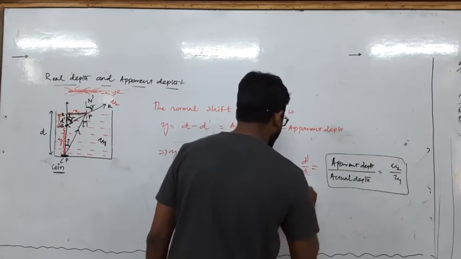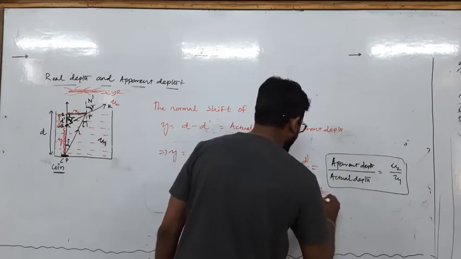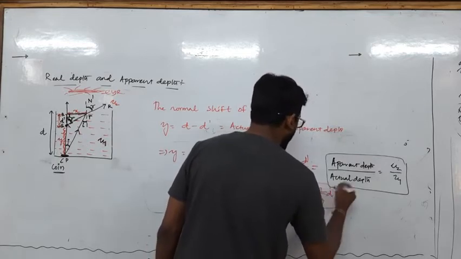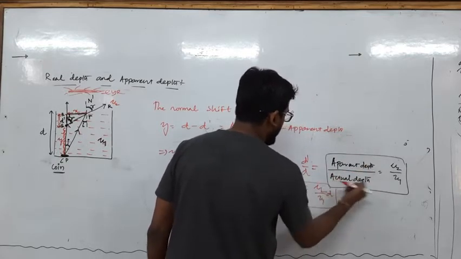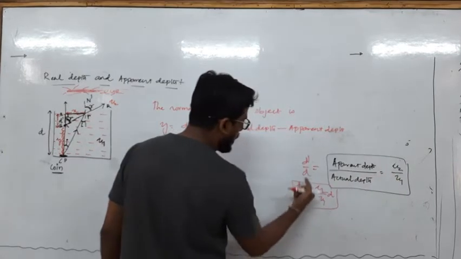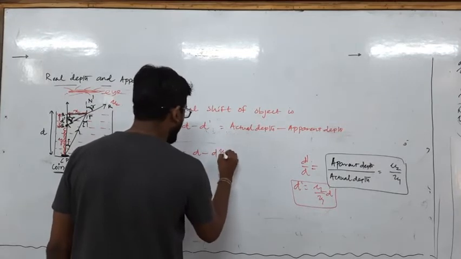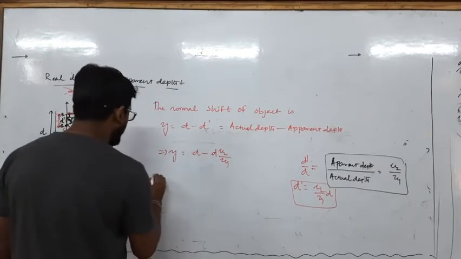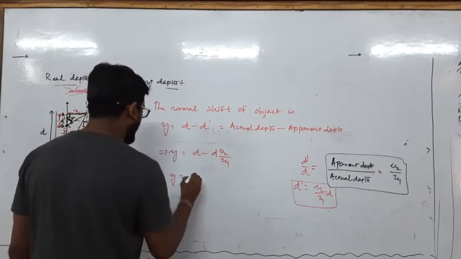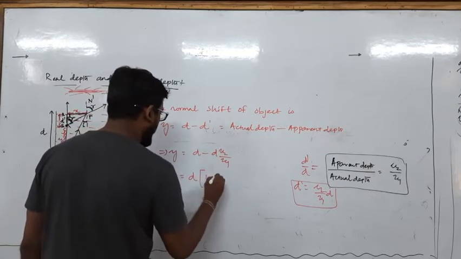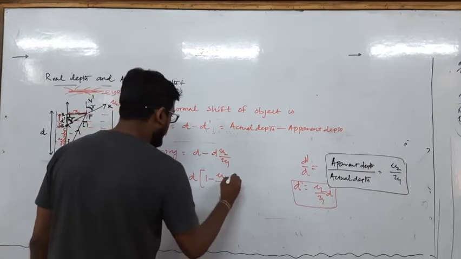So from this, D dash will be how much? Mu2 by mu1 into D. This relation: apparent depth D dash by actual depth D equal to mu2 by mu1. So D dash will be D into mu2 by mu1. So D minus D into mu2 by mu1. So the normal shift Y will be how much? D whole into 1 minus mu2 by mu1.